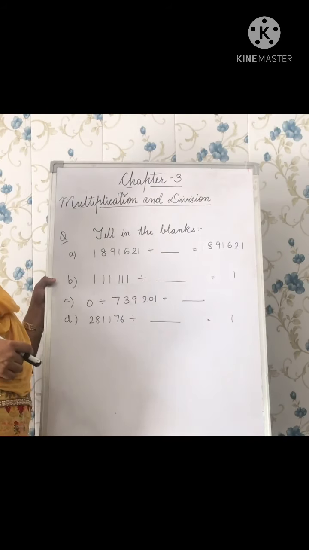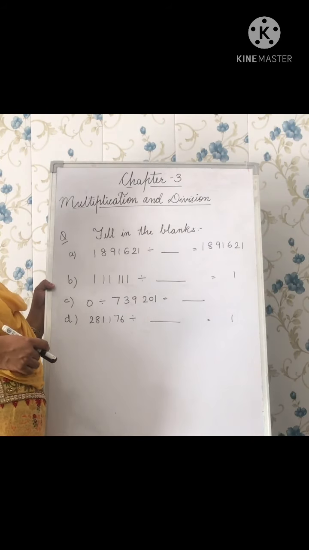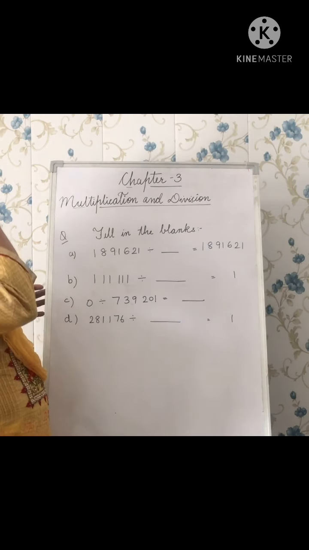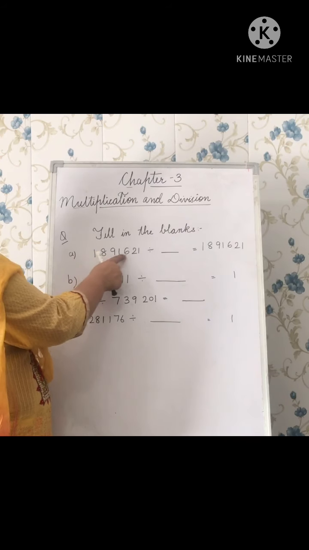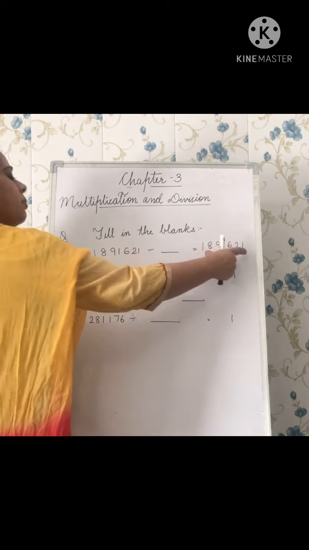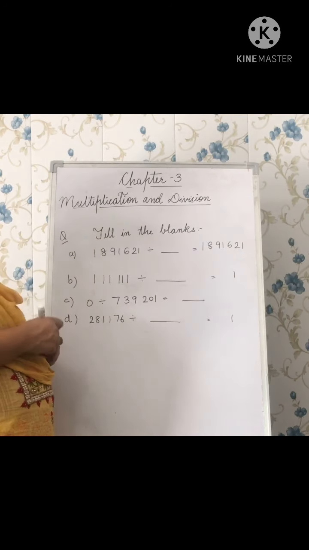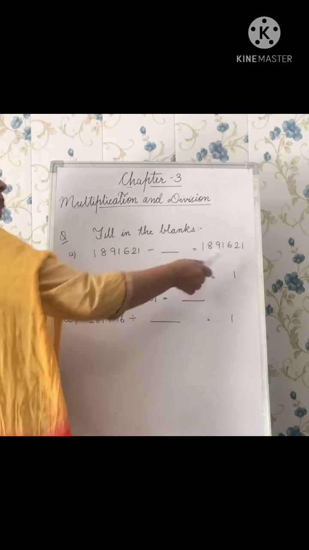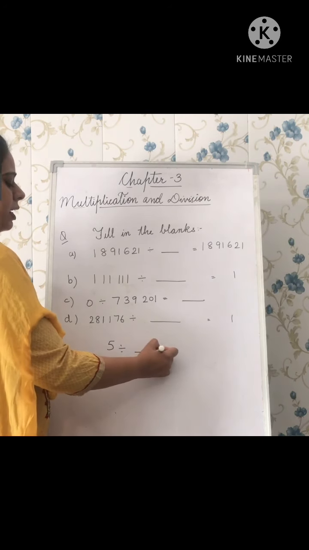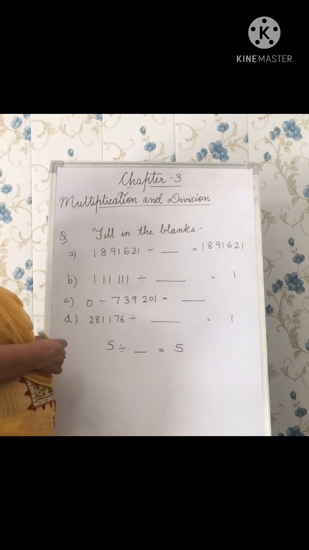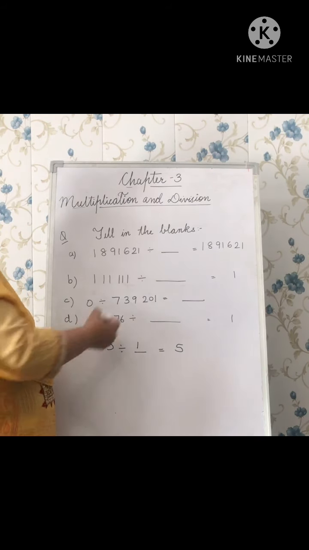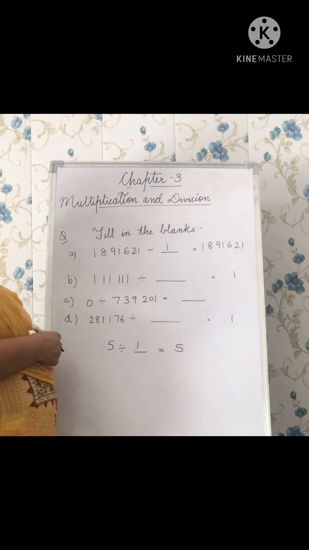Now the fill in the blanks based on the properties of division which we have discussed in our previous video. Now first part is 1891621 divided by dash, the result will be the same. ऐसे कौन से नंबर से हम डिवाइड करें इसको कि हमारे पास सेम नंबर आ जाए. जैसे 5 को हम किस नंबर से डिवाइड करें कि हमारे पास सेम ही आ जाए. Yes, 5 divided by 1. So here the result will be 1.